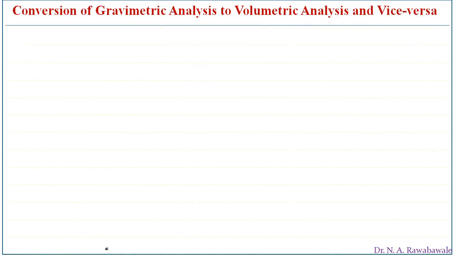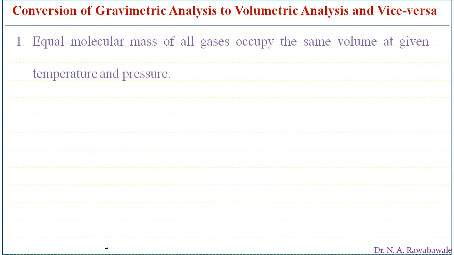Today we will see how the gravimetric analysis, that is nothing but the mass analysis, is converted into volumetric analysis and vice versa. Here, equal molecular mass of all gases occupy the same volume at a given temperature and pressure. Whatsoever the gas may be, gases having equal molecular mass at the same temperature and pressure occupy the same volume.